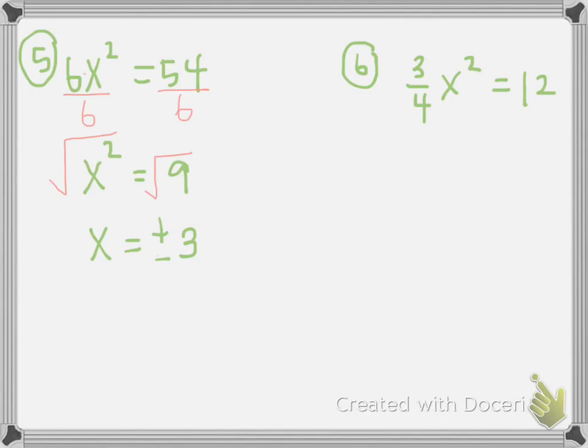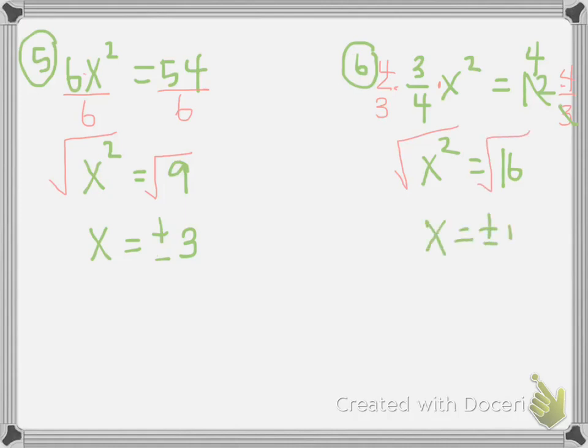Okay. Alright, over here for number 6, I've got 3/4 x squared is equal to 12. So same thing, I need to isolate the square term, so I need to multiply by the reciprocal, 4/3. So multiply by 4 over 3. So you'll be left with x squared is equal to, 3 goes into 12 4 times, so 4 times 4 would be 16. Then take the square root of both sides. So x is going to be equal to a positive and a negative 4. Good.